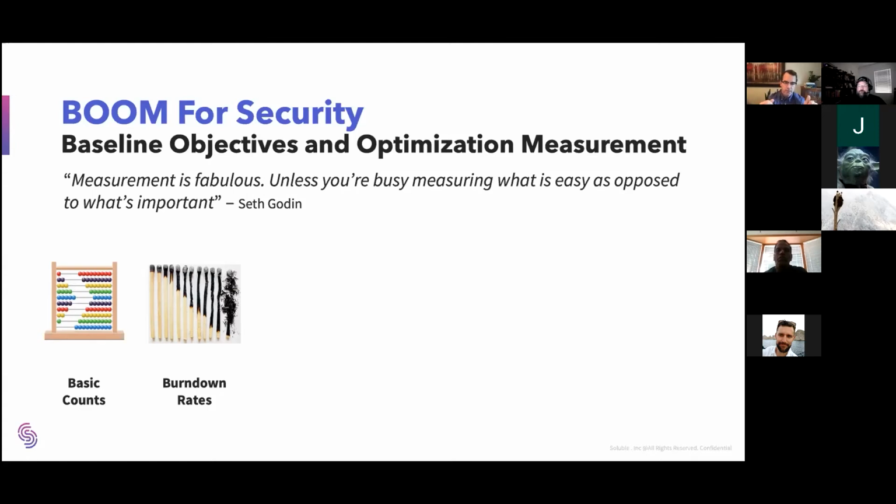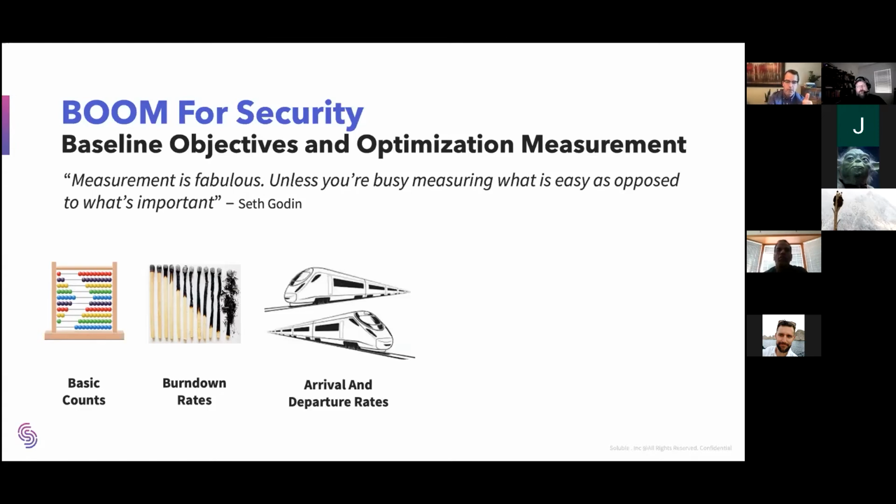So basic counts, which are part of the composable things that go into burn down rates. The next one is arrival and departure rates. So there's a standard way of measuring, I'm not going to get too statistical with you. Many of you probably heard of the Poisson distribution. There's a bunch of variants along that. The idea is that you're measuring the rate with which things materialize. So you could say the rate with which critical vulnerabilities materialize on our external infrastructure.